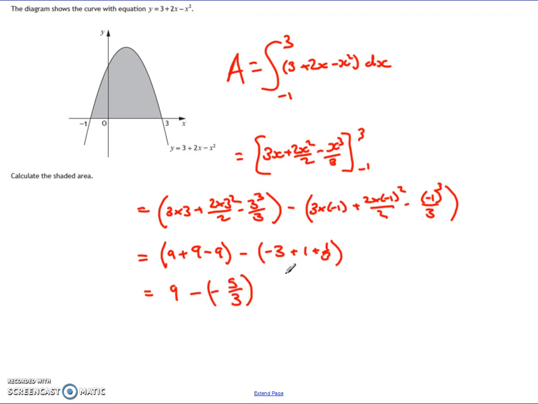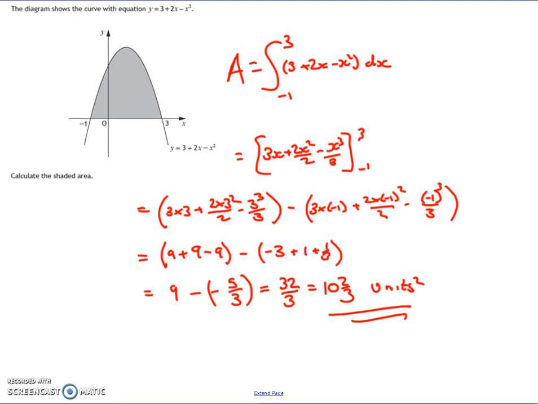Remember, minus minus here becomes a plus, so it's 9 plus 5 over 3. Well, 9 we can write as 27 over 3. 27 plus 5 all over 3 gives me 32 over 3, or 10 2/3 units squared. So there we go, we've got our final answer. Unless it asks for a specific form, improper fraction or mixed number are both perfectly acceptable.